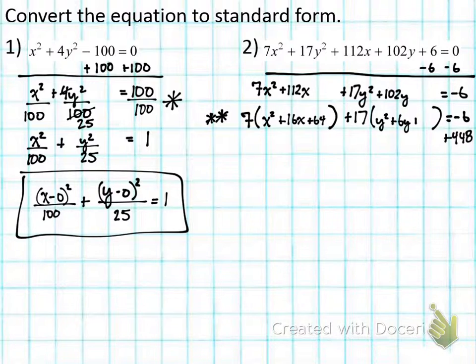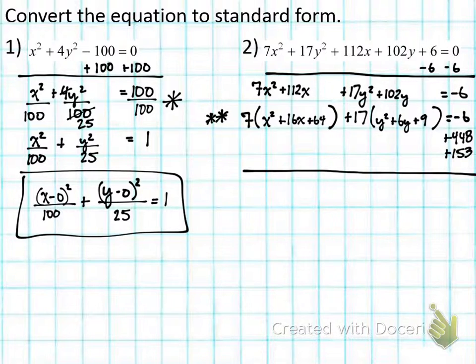Now half of b here, half of 6 is 3. 3 squared is positive 9. I'm not only adding 9 here, but I'm adding 9 times 17. What's 9 times 17? 9 times 17 is 153. Okay? So we just completed the square. So that's why that's a double star, okay? Because there's 2 steps there that are really super duper important.